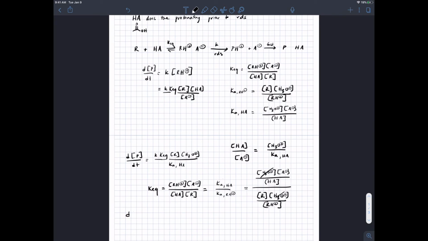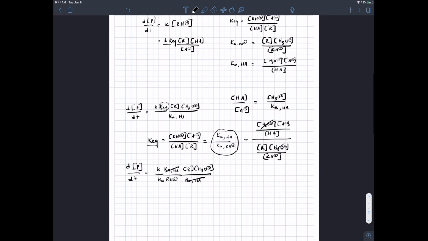Okay, so now I can substitute in this for KEQ in this equation. K times Ka of our acid divided by Ka of our protonated starting material times R times H3O plus, and then times Ka of our acid in the denominator. Those terms cancel each other out, and now we're left with the exact same expression we had before when hydronium was doing the protonating.